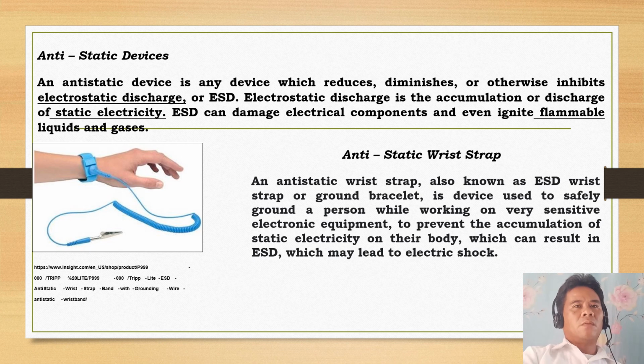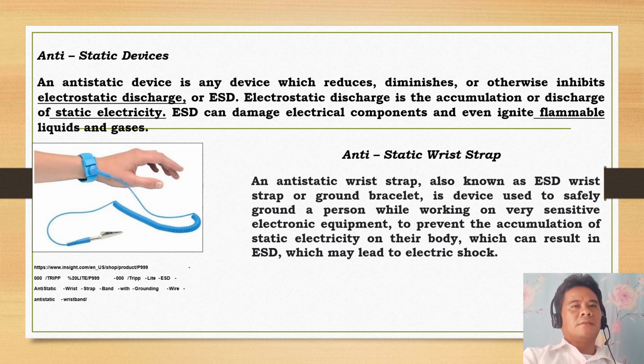So what is the function of the anti-static wrist strap? An anti-static wrist strap, also known as ESD wrist strap or ground bracelet, is a device used to safely ground a person while working on very sensitive electronic equipment to prevent the accumulation of static electricity on their body, which can result in ESD, which may lead to electric shock.